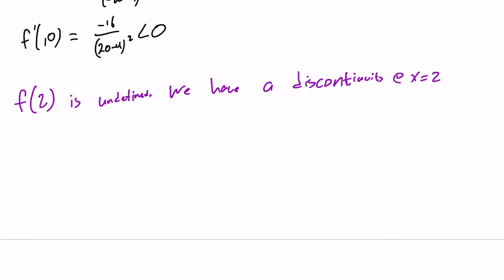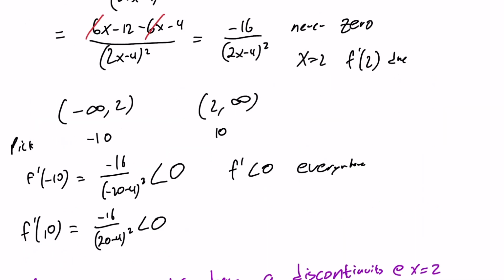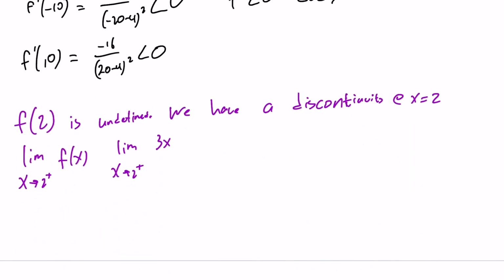What we do with the discontinuities if we're trying to graph it is we need to figure out the behavior of the function around the discontinuity. And you know what that means? That means we take a limit. So let's take a look at the two one-sided limits. The limit as x approaches 2 from the right of f of x. That is the limit as x goes to 2 from the right of, what's the function? 3x plus 2 over 2x minus 4.